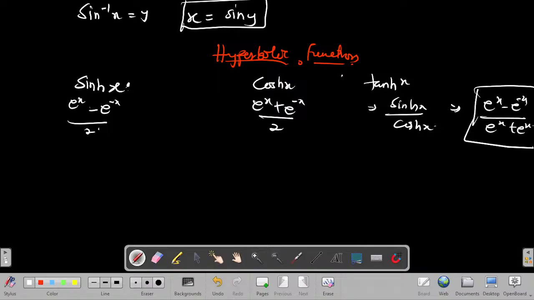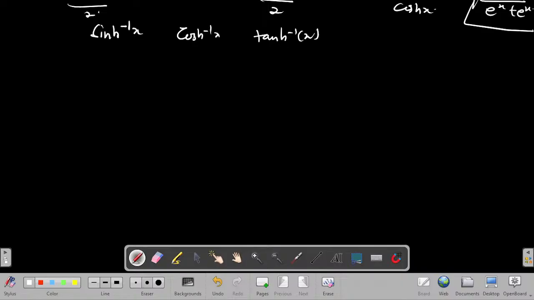And obviously, these hyperbolic functions have got inverses as well. So you can equally have what you call sinh inverse of x, we have cosh inverse of x, and we have tanh inverse of x. So these are things you should know. Now let's talk about something important.